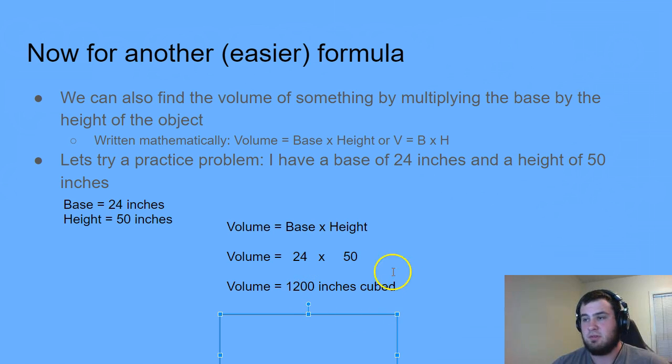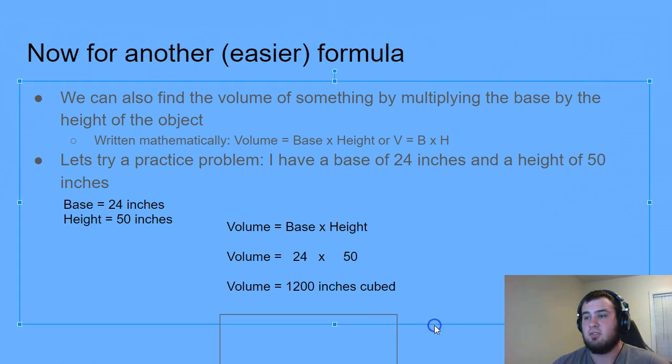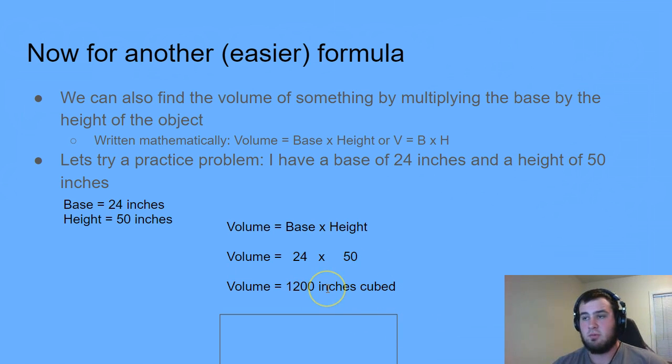And again, we still include our units, and we still include that it is cubed, just so we know what we're working with. This isn't going to be on your homework or anything, but I did want to get you at least exposed to this formula so that way we can work with it. And this time, we only have two numbers to multiply together instead of 3, so I think it's a little easier. Like I said, we'll go over this more in class.